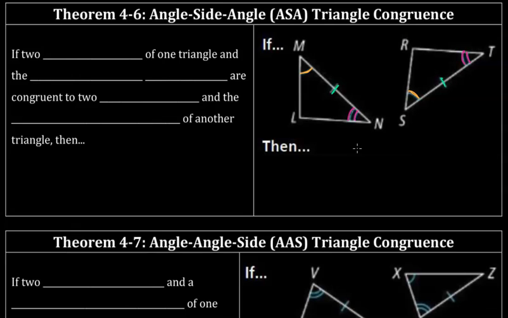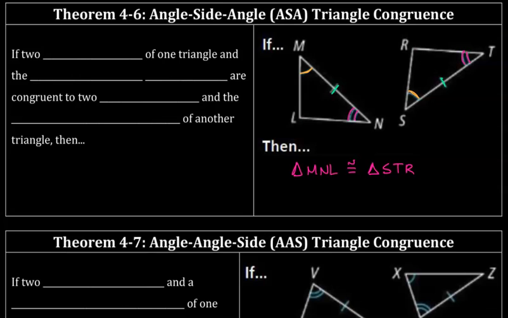In that case, we would be able to say that triangle MNL must be congruent to triangle. Now I've got to think about the order that I'm going to put these vertices in. What matches up with M over here is S. What matches with N in the other triangle is T. And then what matches with L would be R. So these two triangles would be congruent.